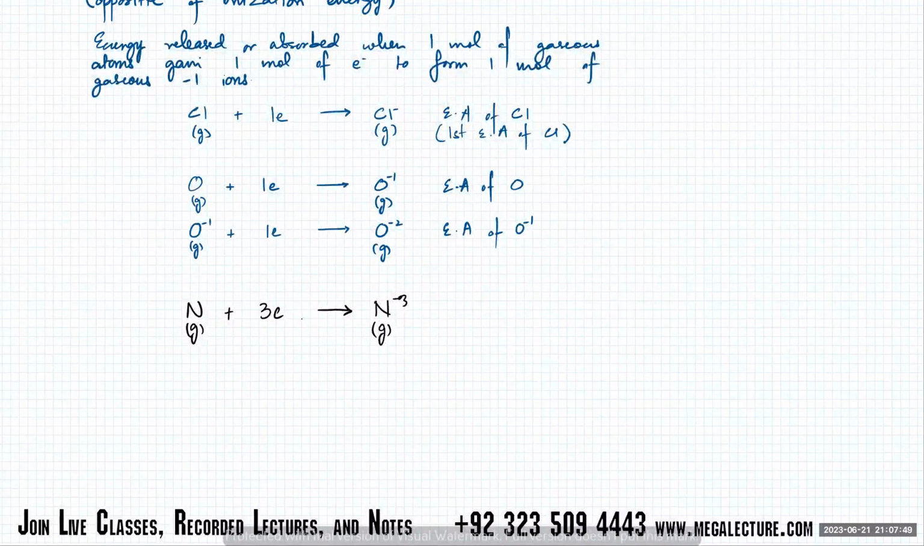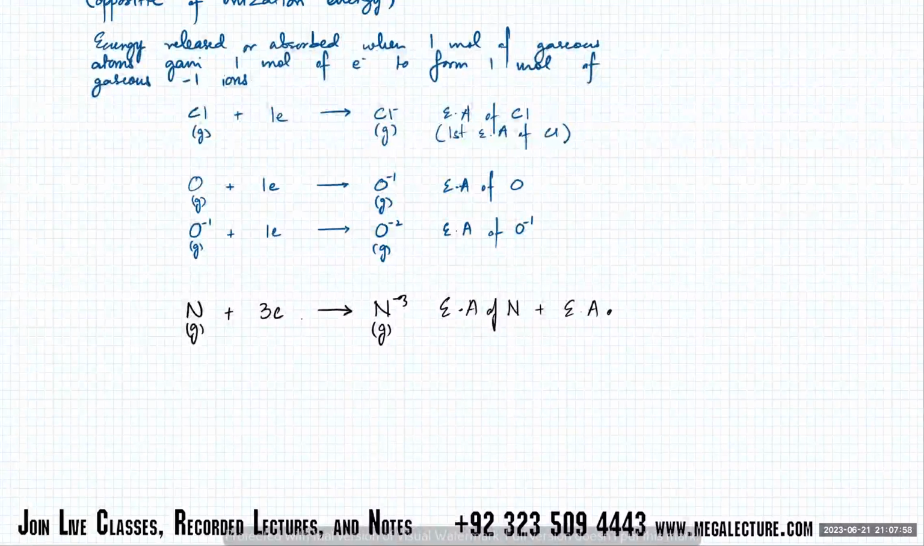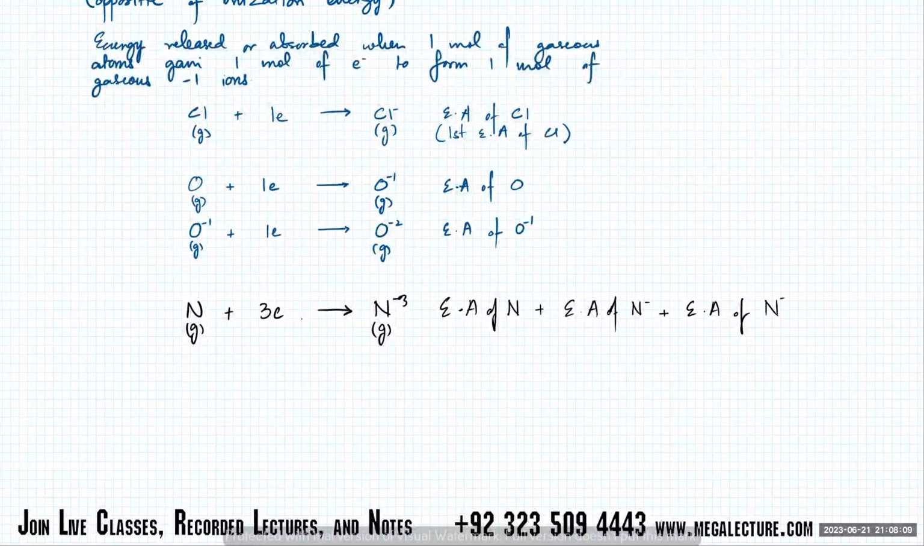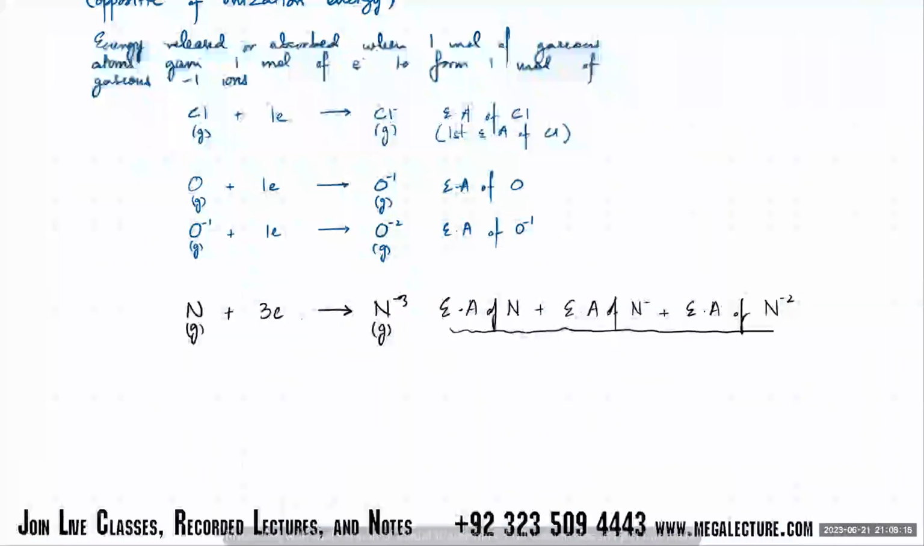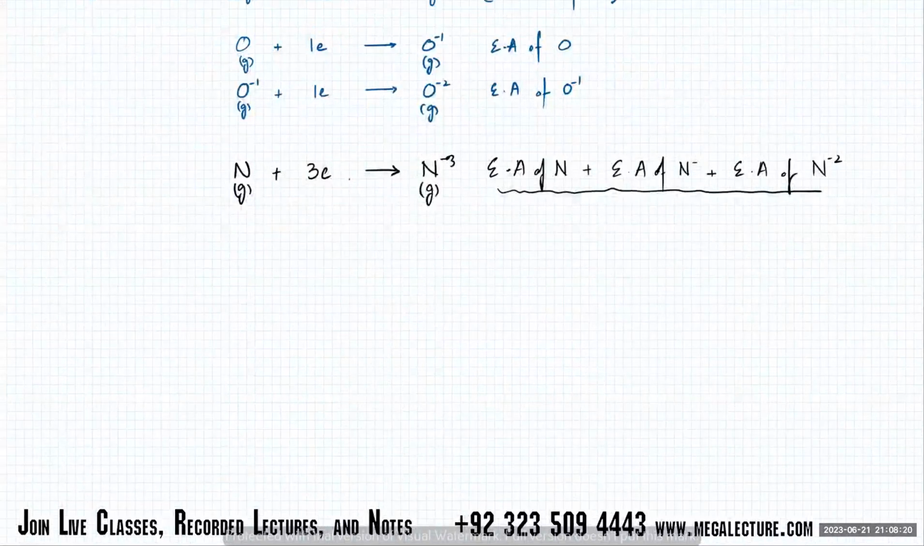So in this case it's electron affinity of N plus electron affinity of N minus 1, and then the third one, which is electron affinity of N minus 2. Okay, so it's all 3 combined. That's the notation that's going to be frequently used.